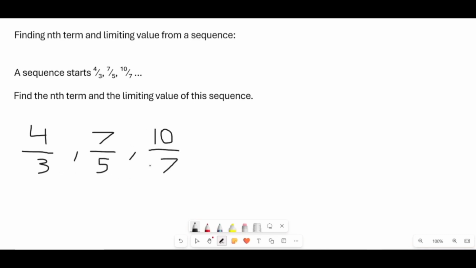So for now, what we have to do is we actually have to treat the numerator and the denominator as completely different sequences. So we can see that from 4 to 7 is plus 3. So we know that it's going to be 3n up here. And obviously to get from 3 to 4, you just add 1. So we found the nth term of the numerator sequence.